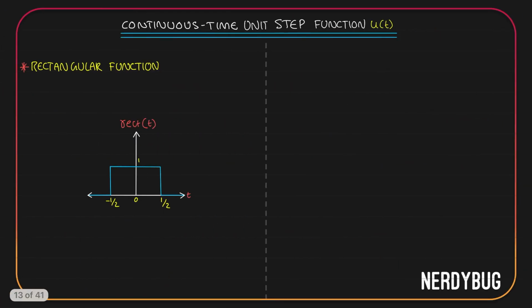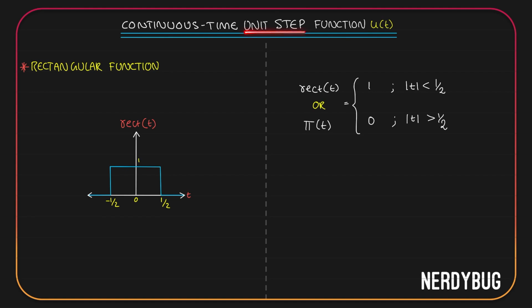Now let's learn a very common function that we use in signals and systems. It is called the rectangular function. On a graph, it is shown over here. We have 1 from minus 1 by 2 to 1 by 2. Everywhere else, we have 0. Mathematically, we can write it like this. Rectangular function of t. This will be 1 if t is between minus 1 by 2 and 1 by 2. So we can write 1 if modulus of t is less than 1 by 2, and 0 if modulus of t is greater than 1 by 2.